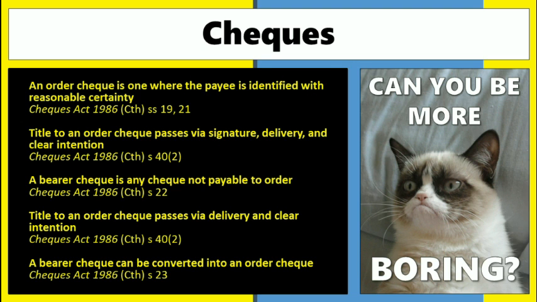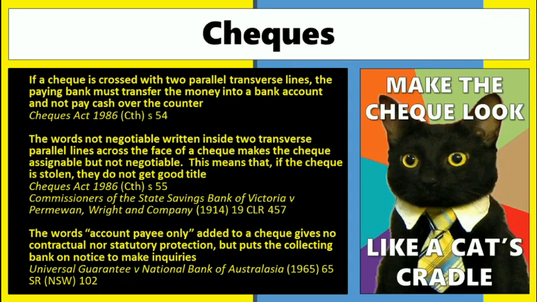Finally, a thing to note here is that bearer checks can be converted into order checks. I mentioned those magic words, "or bearer"; if you simply cross those out, as one commonly does when writing a check out, that will convert a bearer check into an order check, a more restricted title where the payee must be identified.